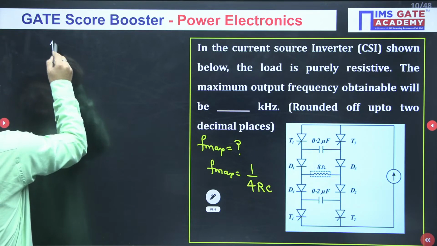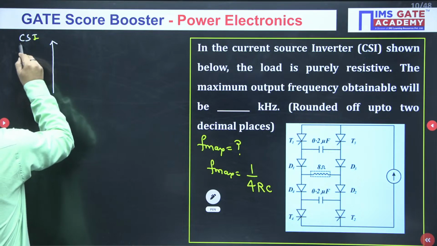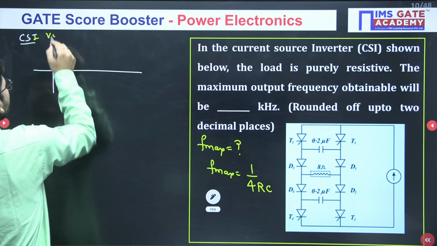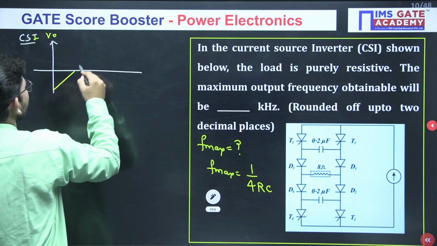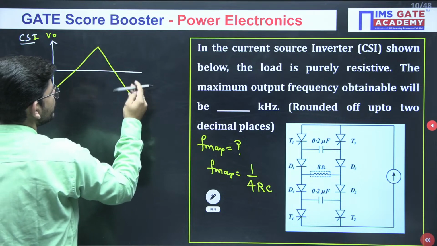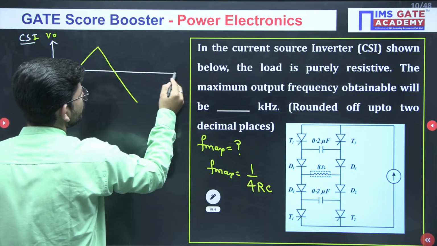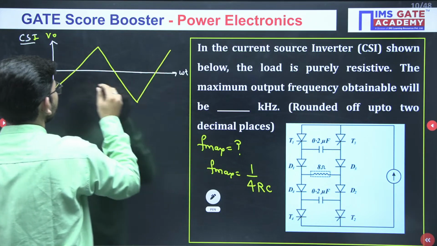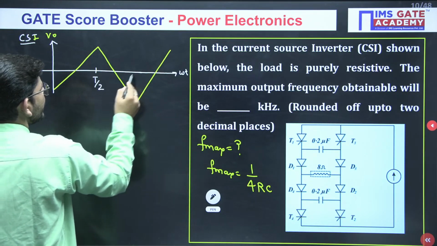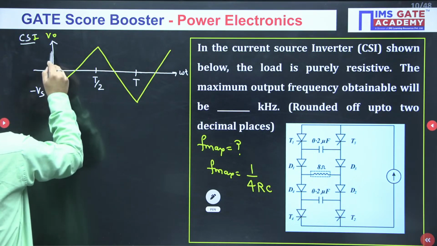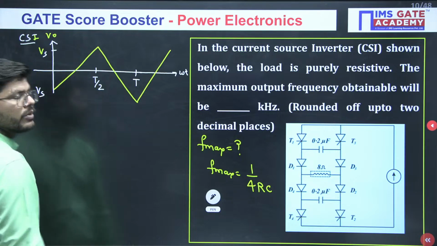In CSI, how will your output voltage be varying? The variation in output voltage will be like this. It will be varying from some minus V to plus V, like this. This is how the output voltage varies in a CSI inverter. This is T by 2 time and this is T time. It varies from minus Vs to plus Vs.